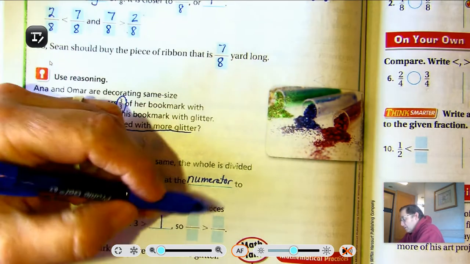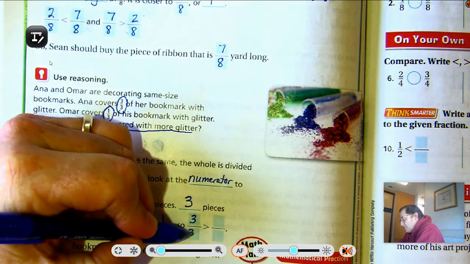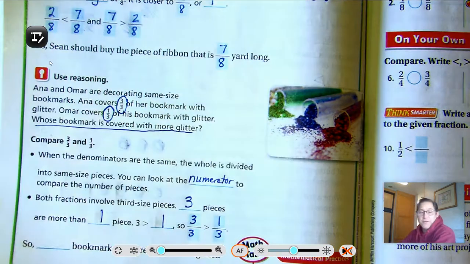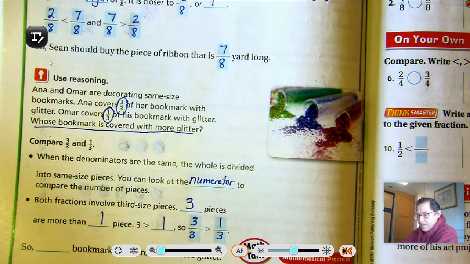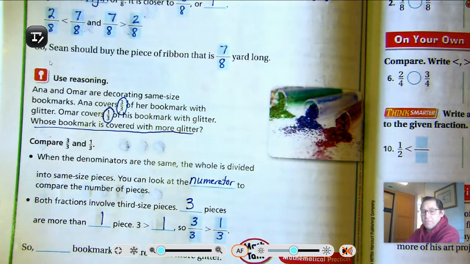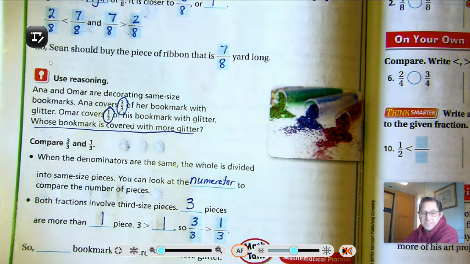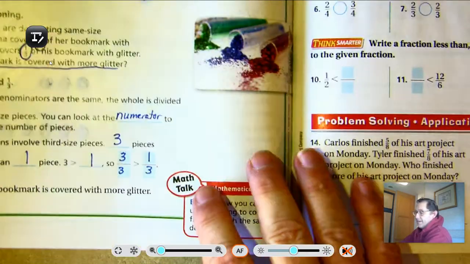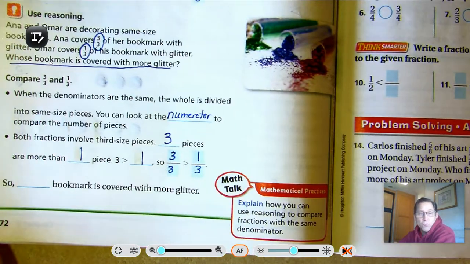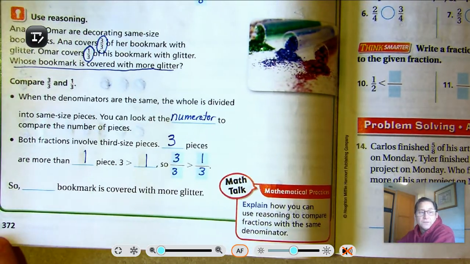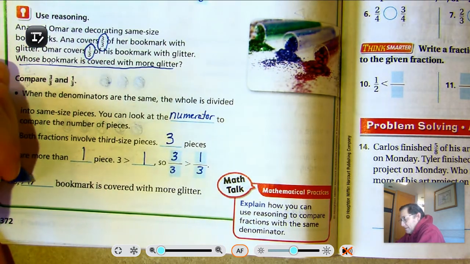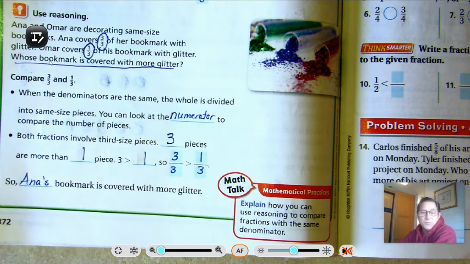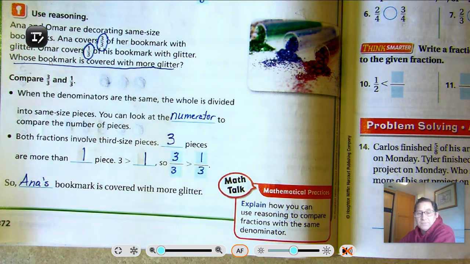So 3/3 is greater than 1/3. In one case, I have 3 1/3 pieces, and in the other, I only have 1 1/3 piece. So the 3 1/3 pieces would be more than the 1. So Anna's bookmark is covered with more glitter.